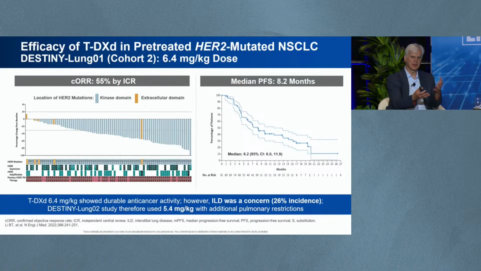Now you might imagine that for chemotherapy we're talking about 35–40% typical response rate, so impressive on first look, and notable progression-free survival of 8.2 months as well. Activity seemed to be durable, highlighted by the PFS, but ILD was noted to be a significant concern with an incidence of 26%. That's very high, of course.